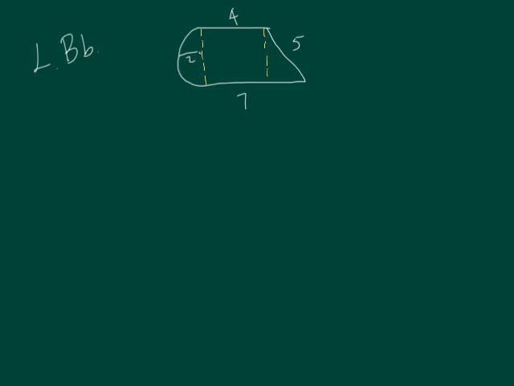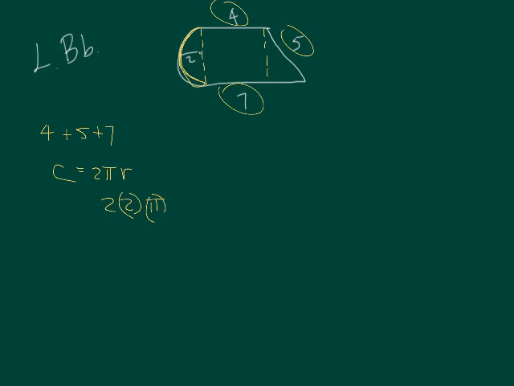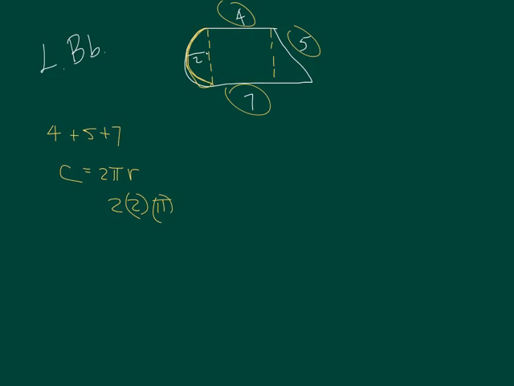So the perimeter then is the distance around. So this, this, and this are going to be pretty easy because I'm just going to add those up. The only thing that's going to be a little bit more difficult is the circumference of that half circle. But my circumference of a circle is going to be 2 pi r. And if I know my r, which in this case is 2, so 2 times 2 times pi gives me 4 pi.